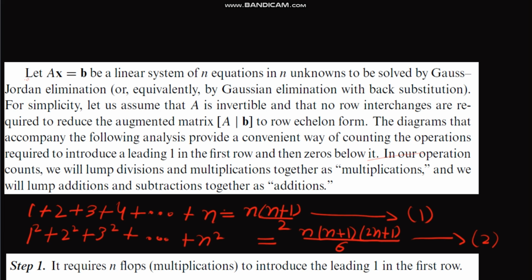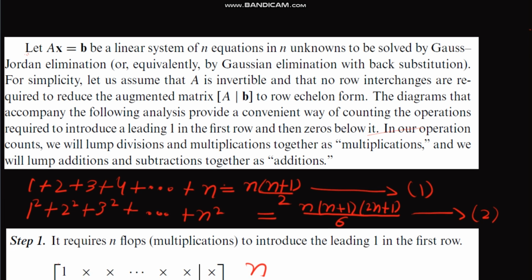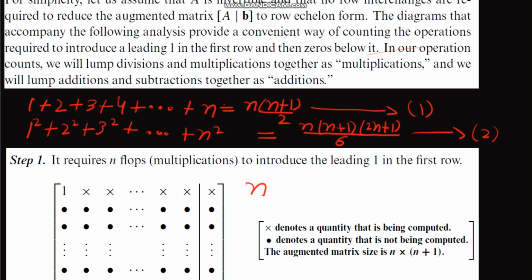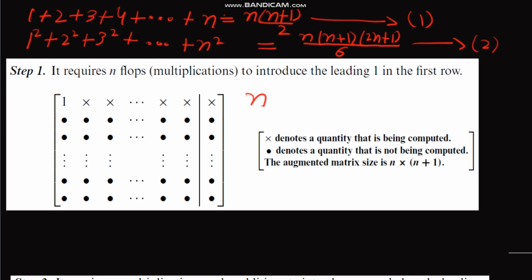Two important formulas that we will use here, that I have already written, are these. The sum of the first n natural numbers is n(n+1)/2, and the sum of the squares of the first n natural numbers is n(n+1)(2n+1)/6. You should know these two formulas. Right, now let's come to the calculation.